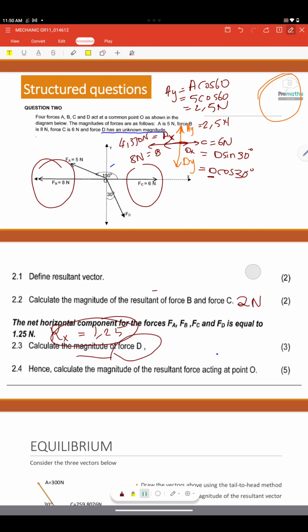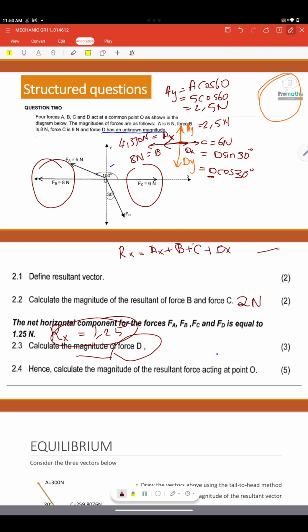Okay. So by definition, what is Rx? Rx is equal to AX plus B plus C plus DX.